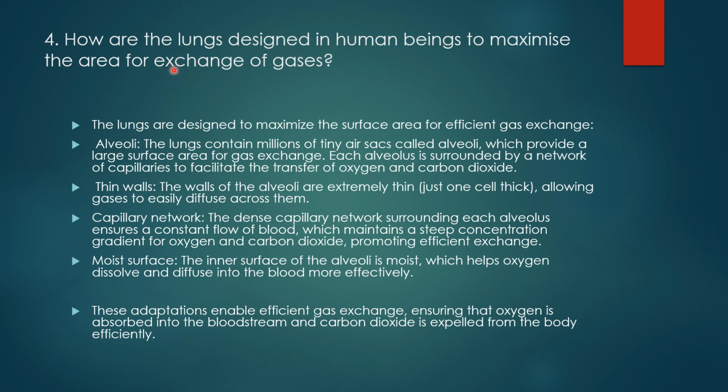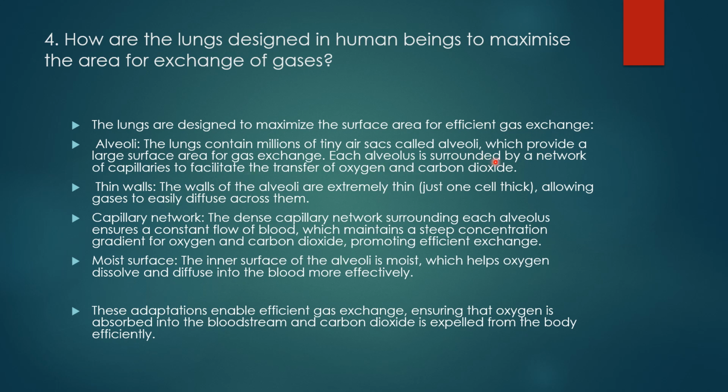So here is the last question: how are the lungs designed in human beings to maximize the area for exchange of gases? The lungs are designed in such a manner that their surface area is maximized. Gas exchange will be maximum when the surface area is maximum. For that you have certain features. One is alveoli. Alveoli are tiny air sacs, and they are present in millions in the lungs. That provides a large surface area for gas exchange, right?